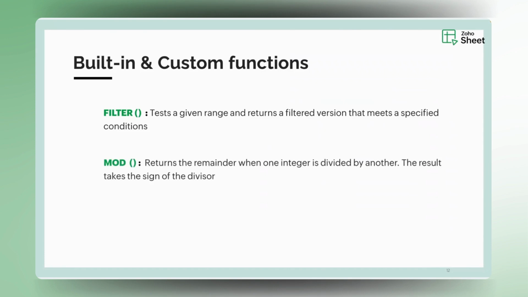Next up, the mod function, which returns the remainder when one number is divided by another. It's surprisingly useful for tracking every nth campaign or customer interaction. For example, if you want to analyze every third campaign, you can use the mod function to filter that data accordingly. And next up, a custom function that we'll be creating, which is the discounted price.